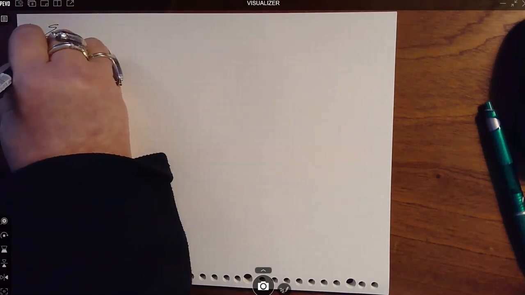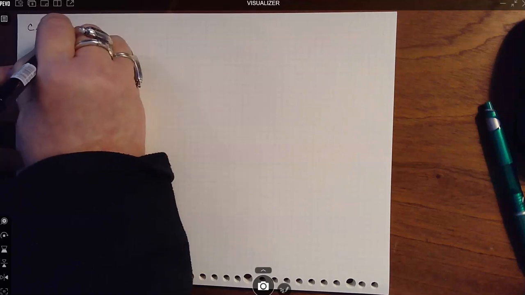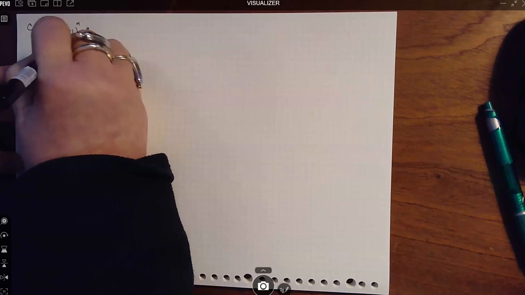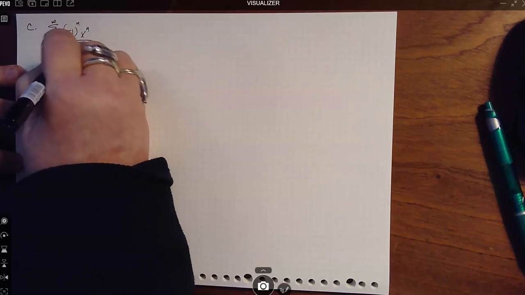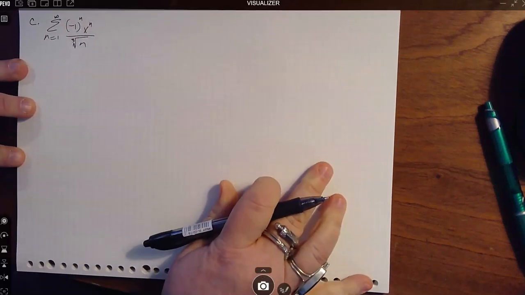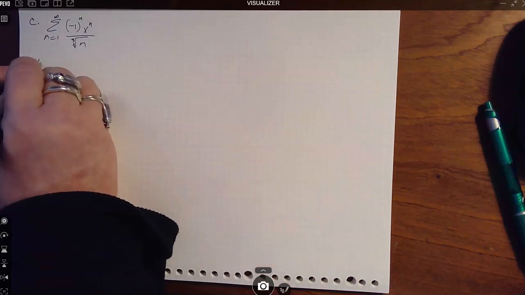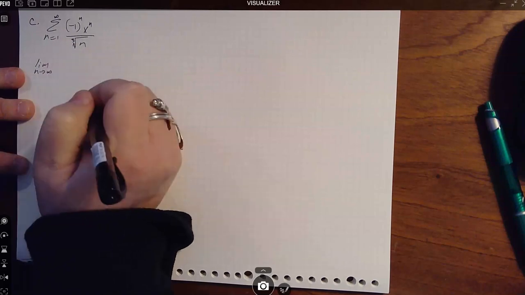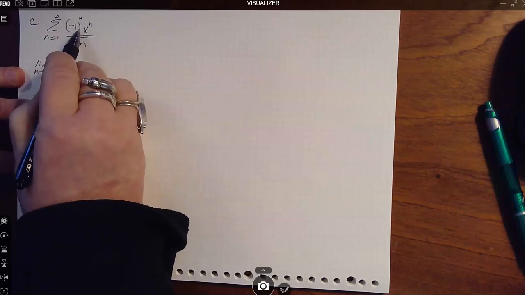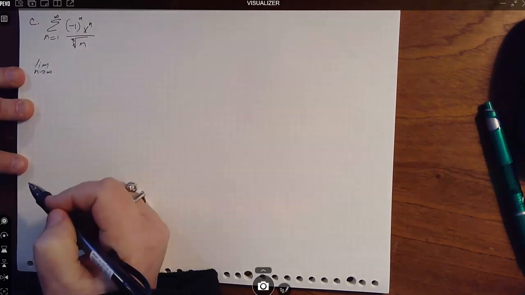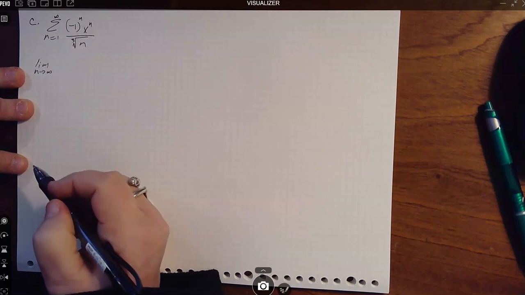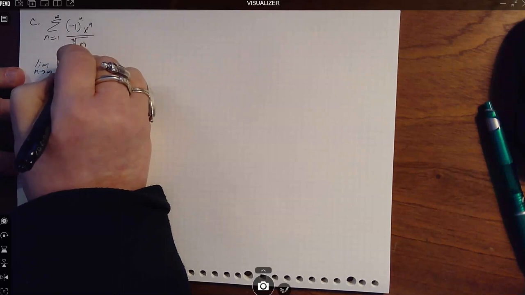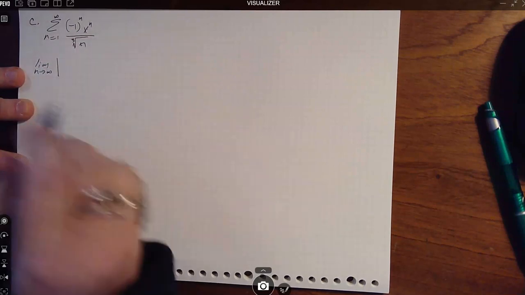Summation as n goes from 1 to infinity of (-1)^n x^n over the cube root of n. So I have the limit as n goes to infinity of, I'm going to ignore the -1 because I'm going to put this in the absolute value. The absolute value of (-1)^n is just going to be 1. So all I need to worry about is the x^n and the cube root of n.